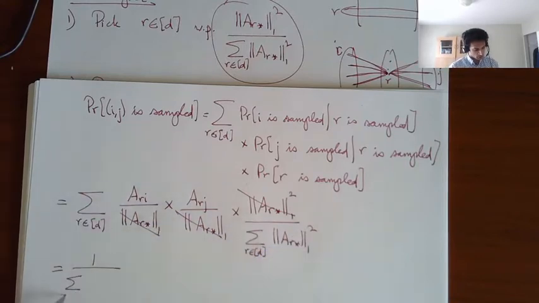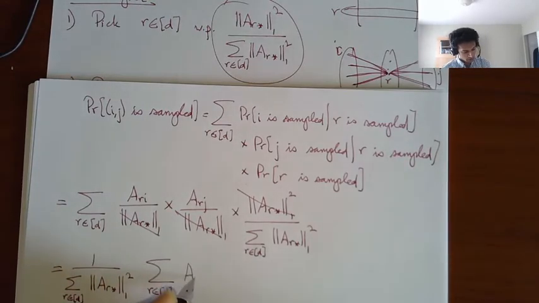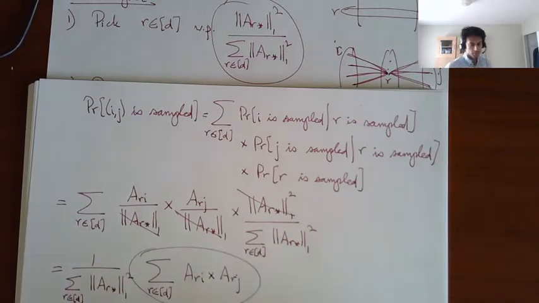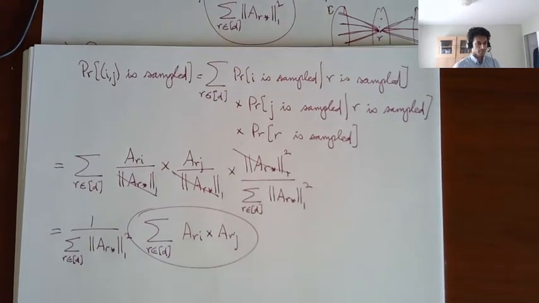This is a constant that is independent of R, so this is going to come out. So you have 1 over the sum over R of the 2-norm of A_R*, and then the sum over R of A_Ri times A_Rj. What is this quantity? It's the number of two-paths, or rather technically the weight of the paths, which is the dot product.